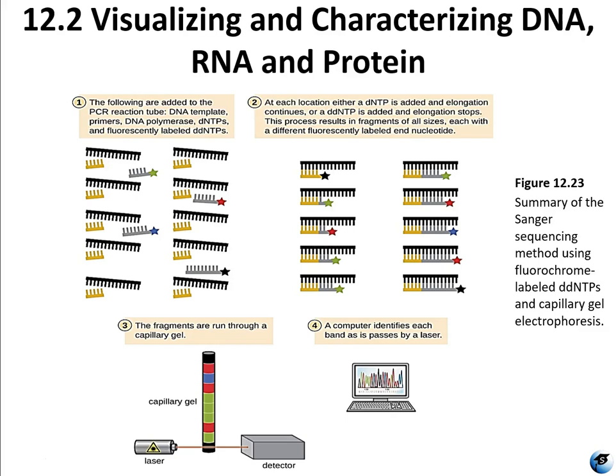But if it adds late, then it will be large. So in that way, you can determine at which position the dideoxynucleotide added. The way you can do that is you run it through a gel, just like you would with regular DNA in an agarose gel. You can see the size of the DNA fragments. But in this case, the sizes of the DNA fragments correspond to the position at which the dideoxynucleotide added.